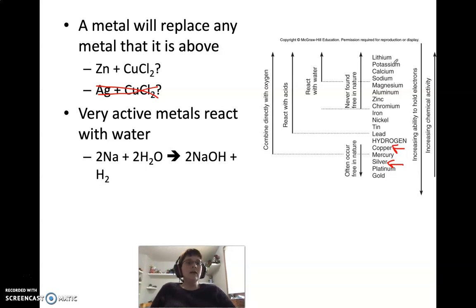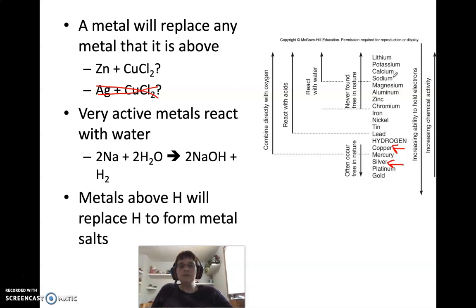3 of them react with water quite violently. These 3 of these are the ones that we talked about in the periodic table lecture that actually catch fire. So they will actually undergo a reaction.